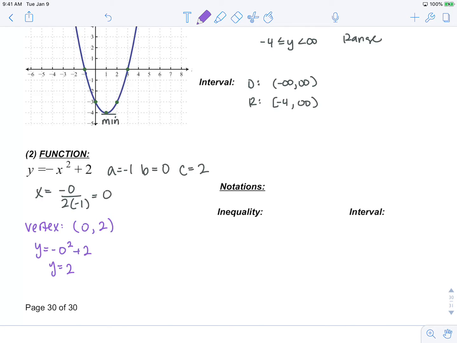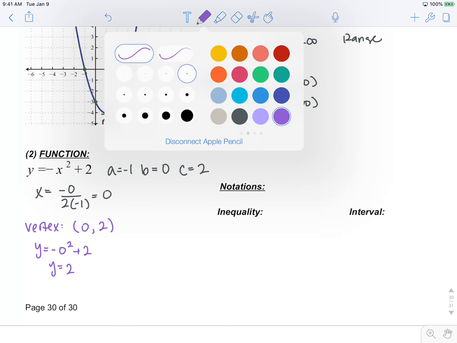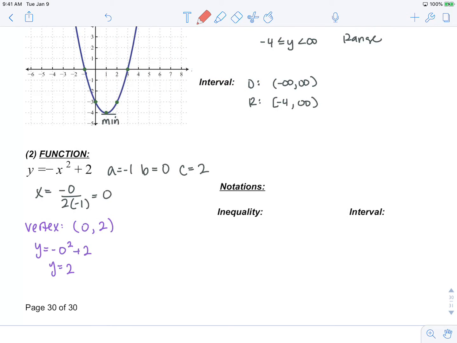So that's our vertex. Now remember, since a is negative, that means it's a sad parabola, which means that our vertex is the maximum. And that vertex is (0, 2).